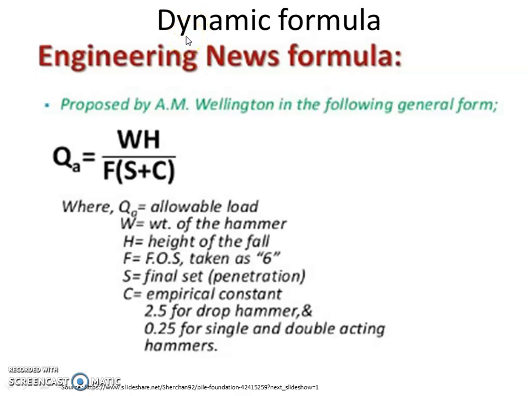The dynamic formulas used for finding the load capacities are: first one is the Engineering News formula, where QA is the allowable load and it can be found using equation W into H divided by F into S plus C, where W is the weight of the hammer, H is the height of the fall, F is the factor of safety and it is usually taken as 6, S is the final set, that is the penetration, C is the empirical constant and it is taken as 2.5 for drop hammer and 0.25 for single and double acting hammer.